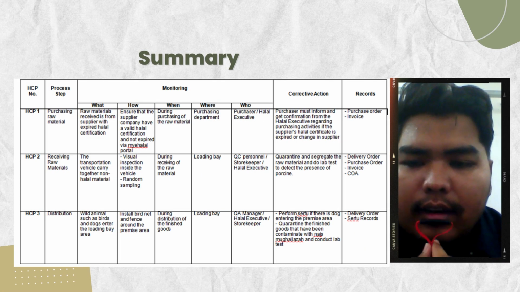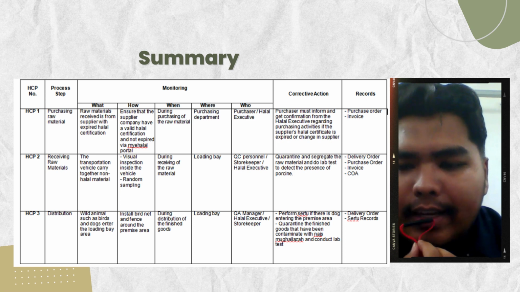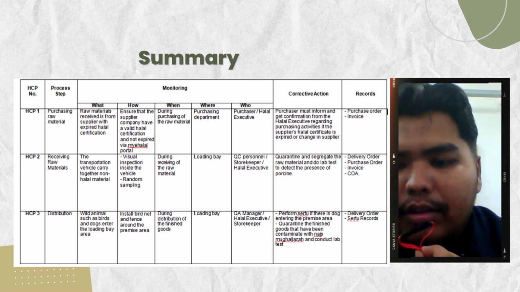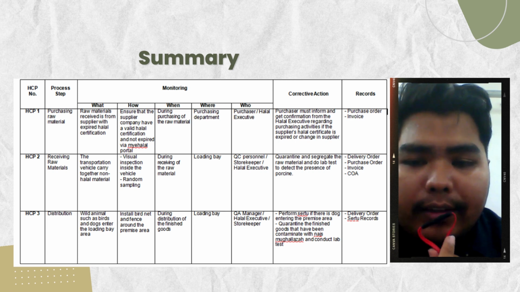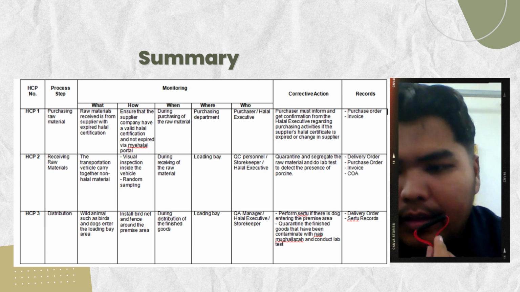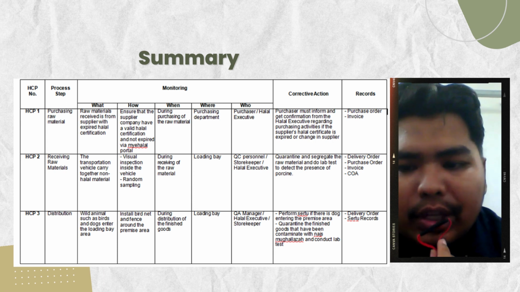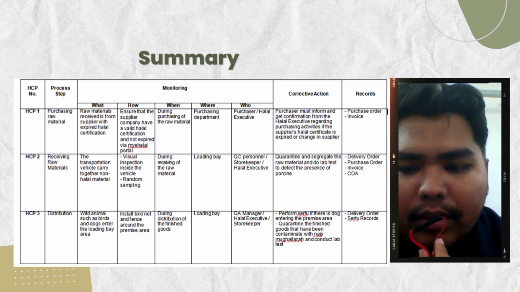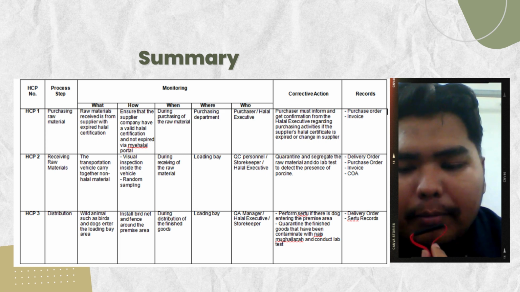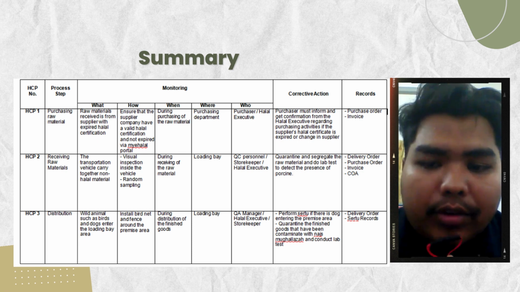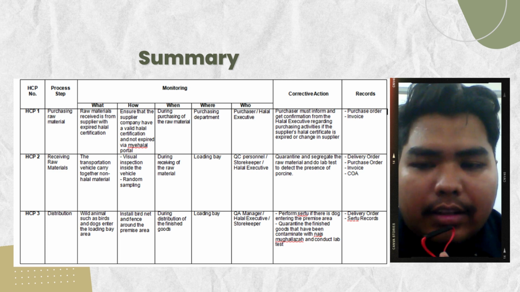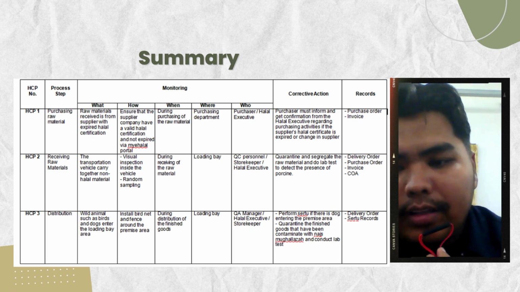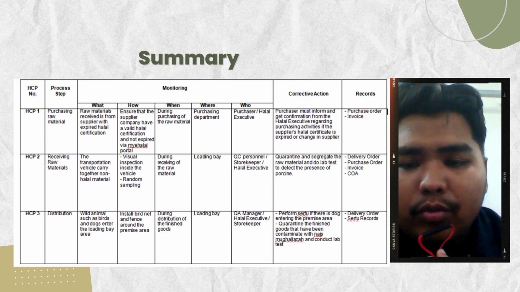Okay, lastly, we go to the summary. We can see this table has 3 HCPs, but we go to HCP 3, which is distribution. In this, we can see the monitoring is how we need to ensure the HCP does not happen in our process step. And corrective action we can take is to perform the SER if the dogs enter the premise area, quarantine the finished goods that have been contaminated with najis mughallazah, and conduct a lab test. And don't forget you have to record, like the record and delivery order. You can see the table. This is how HCP can happen, and how to control the HCP.